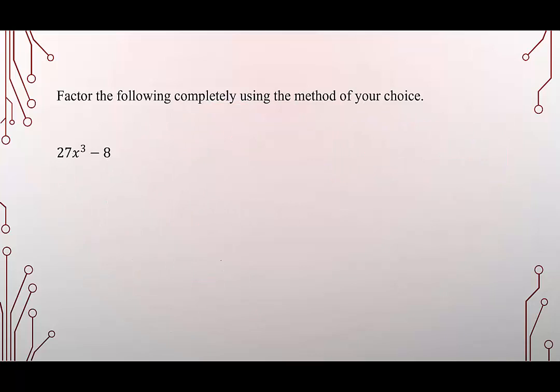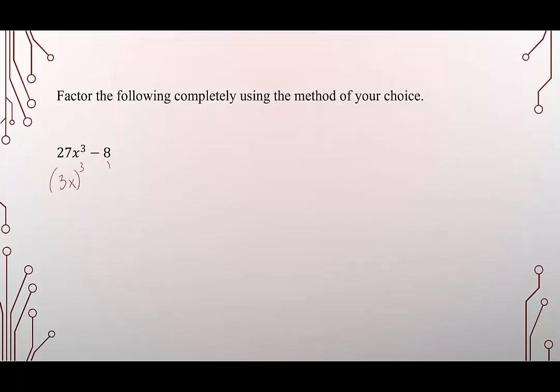Okay, in our next example, what do we see here? I see 2 terms. Any GCF besides 1? No, 27 and 8 don't have any common factors besides 1. I notice that the variable is cubed, leading me to believe this might be a difference of cubes. Let's find out. Is the first term a perfect cube? Well, is 27 a perfect cube? It is. It has a cube root of 3, so 3x would be the root cubed.